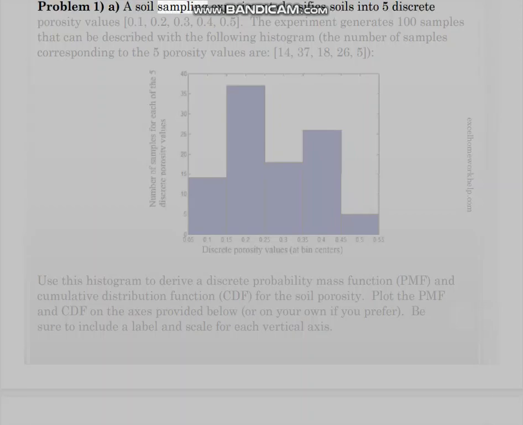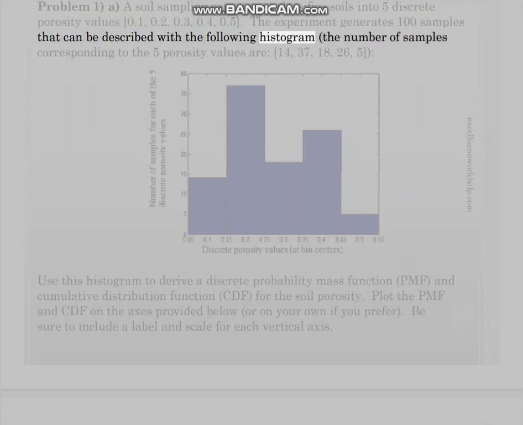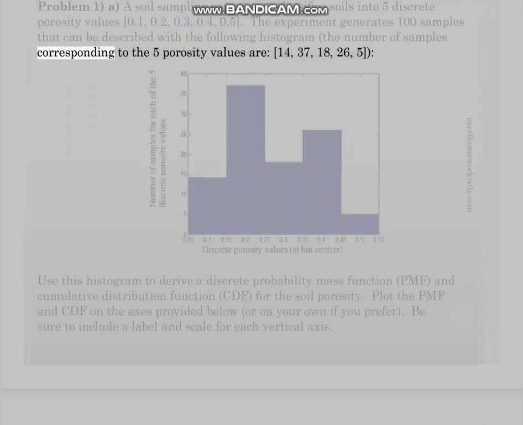Problem 1. A soil sampling experiment classifies soils into 5 discrete porosity values: 0.1, 0.2, 0.3, 0.4, 0.5. The experiment generates 100 samples that can be described with the following histogram. The number of samples corresponding to the 5 porosity values are 14, 37, 18, 26, 5.